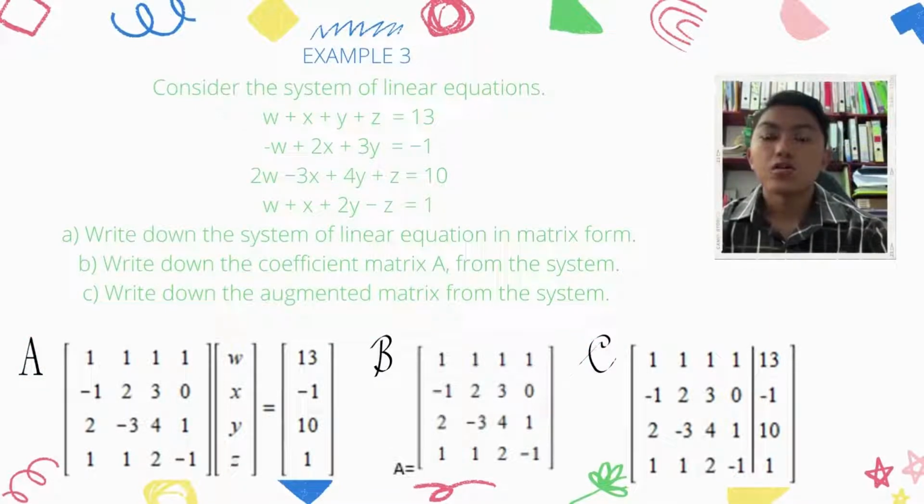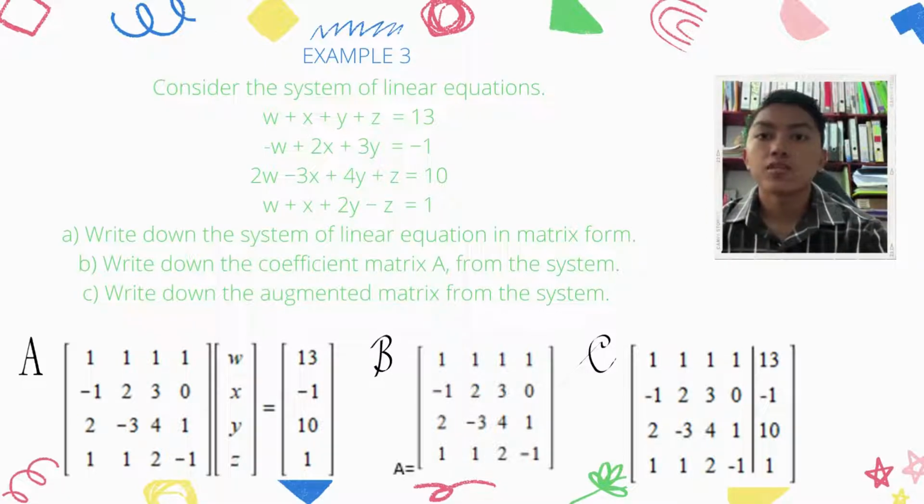Example 3. Consider the system of linear equations. So this example has 4 equations. A. Write down the system of linear equations in matrix form. So this example will have 4 variables, that is W, X, Y and Z. So the matrix will be a 4 by 4 matrix. So matrix form is AX equals B.